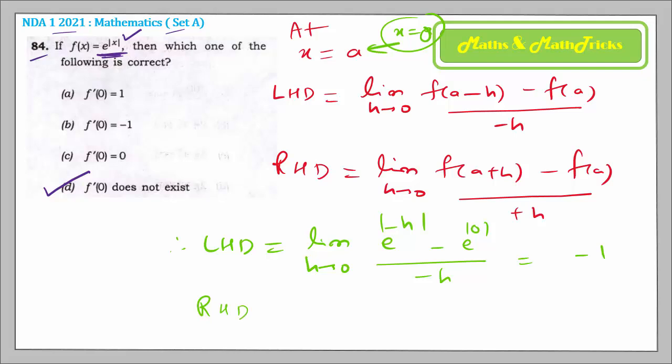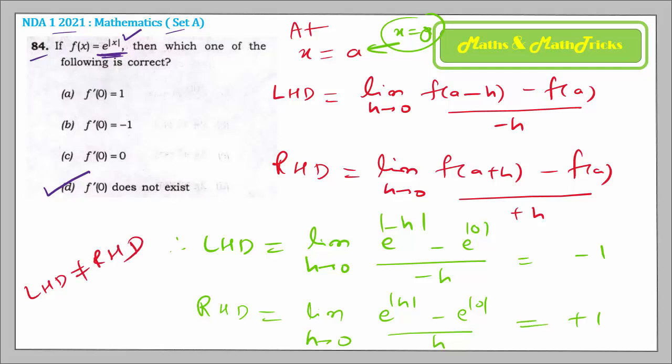And when you calculate RHD at 0, what do you get? You'll get e to the power mod of h minus e to the power mod 0 upon positive h. Accordingly, here plus 1 will come, and you can see that LHD at 0 is not equal to RHD at 0, which ends up telling us that the derivative of this function does not exist at point 0. Hence we say that f dash, the notation for the derivative of the function, at 0 doesn't exist, so hence the answer is option D.